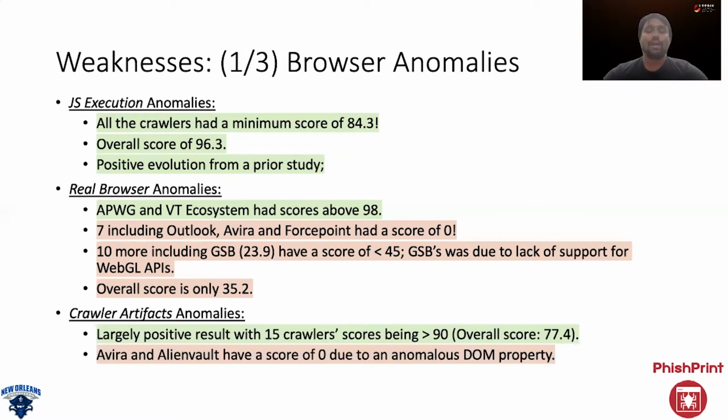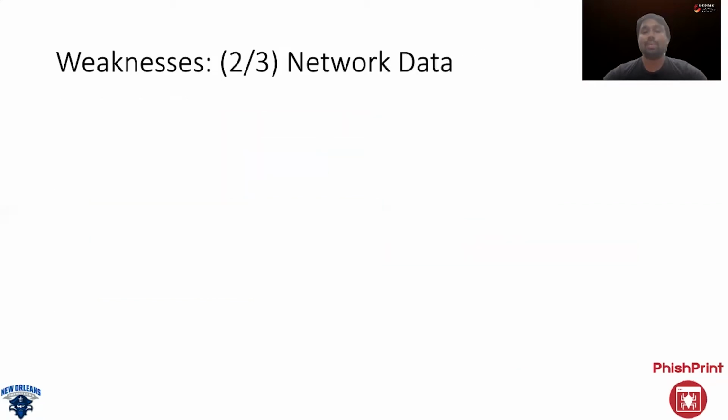Looking at the crawler artifact anomalies, we saw a largely positive result, with 15 crawlers scoring greater than 90. Similarly, Evira and Alien Vault had a score of 0 due to an anomalous dump property.